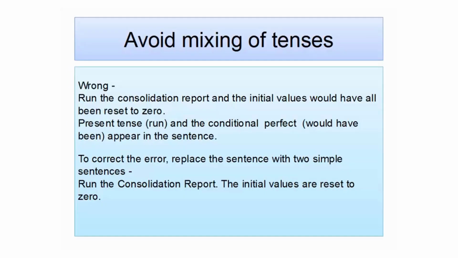Do not mix tenses. We have already seen how the present tense is to be used, particularly in statements describing the results of instructions. However, other areas of the document may use tenses other than the present tense. What needs to be avoided is the mixing of tenses. Here are some examples. The following statement is wrong. Run the consolidation report and the initial values would have all been reset to 0. Here the present tense run and the conditional perfect would have been appear in the same sentence. To correct the error, replace with two simple statements. Run the consolidation report. The initial values are reset to 0.